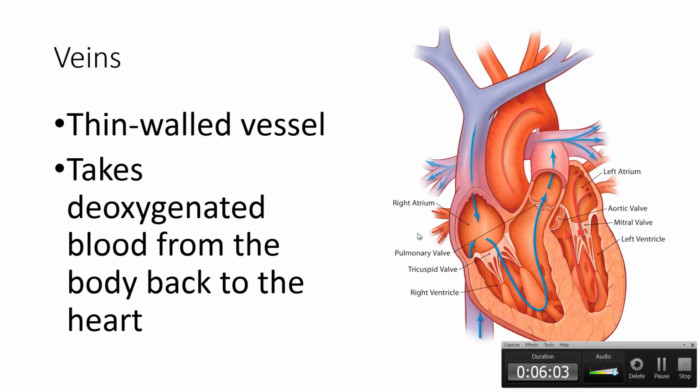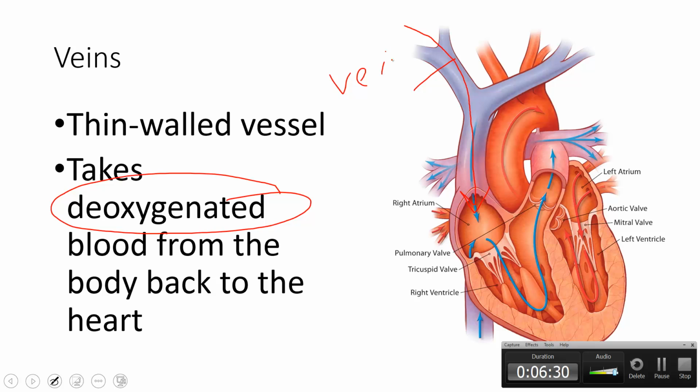Veins are a thin-walled vessel, and it takes deoxygenated blood from the body back to the heart. When I say deoxygenated, I mean it takes all the blood that has used up its oxygen so that it goes back into the heart and to the lungs to be refilled with oxygen again. So you can see in this diagram, this part that's going into the heart, this is the vein, because the blood that's contained in here needs oxygen again. So it has to return back to the heart in order to get oxygen. Go ahead and write this down into your notes now.